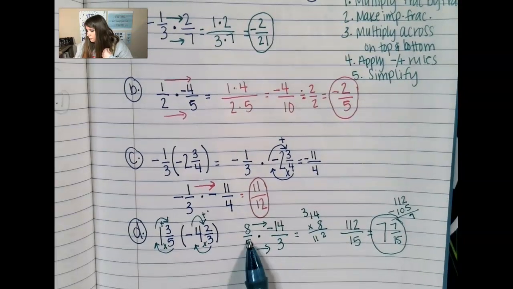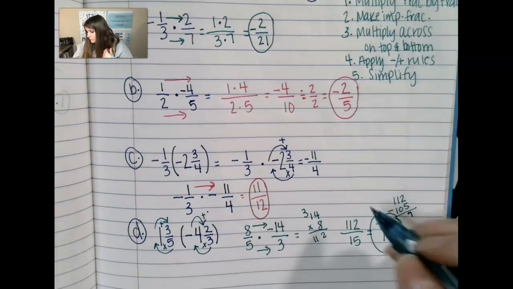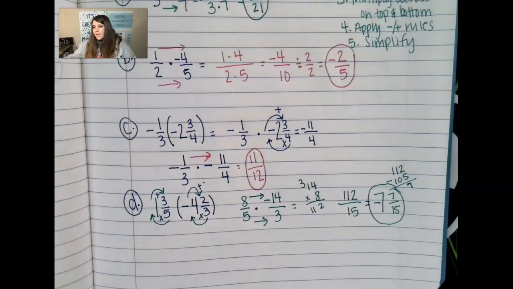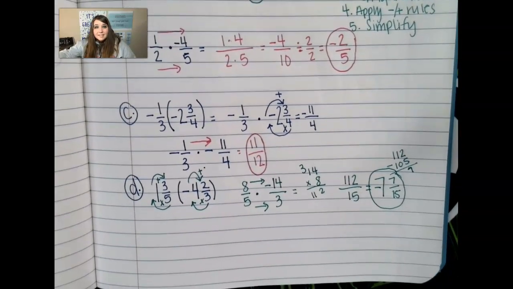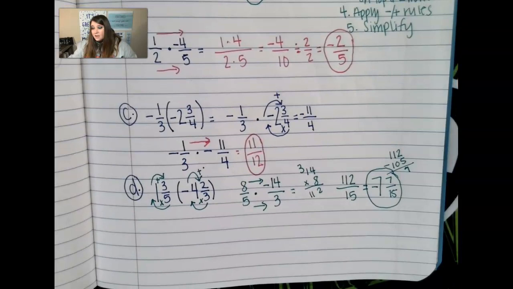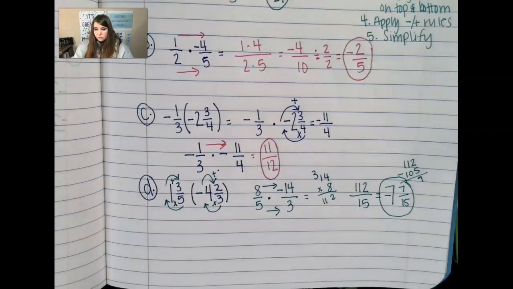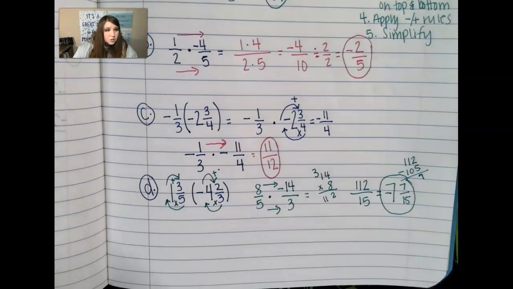And now we need to apply our positive negative rules. We have a positive times a negative, which gives me a negative at the end. So my answer for this one is -7 and 7/15. Okay, how did you do? Oh, you didn't do that one yet. It's not a check yet. Okay, let's go ahead and do our try-its, and then we can be ready to work on our practice work.